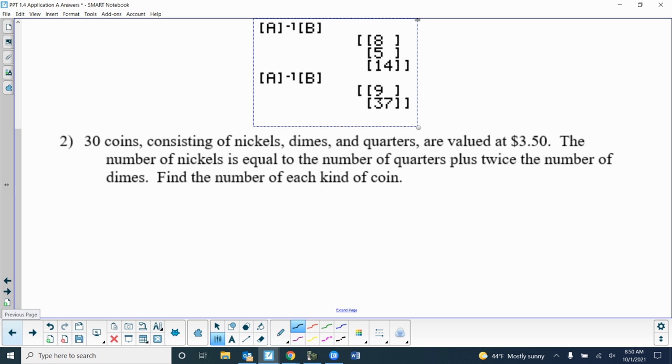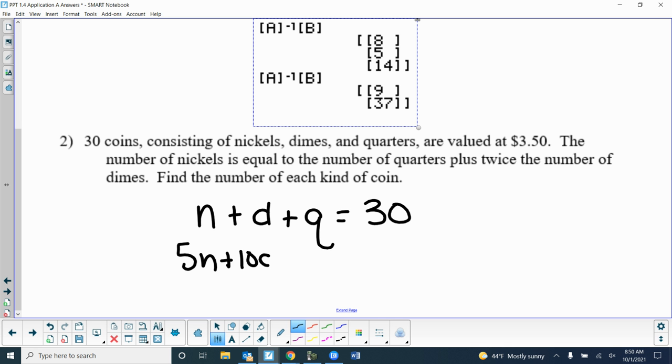All right, we got 30 coins. Nickels, dimes, and quarters again. So what's the easy, quick equation? Number of nickels plus number of dimes plus number of quarters is 30. All right? And that's $3.50, all of them together. So 5 cents for every nickel, 10 cents for every dime, 25 cents for every quarter is 350 cents. Okay? We get those two pretty easily.